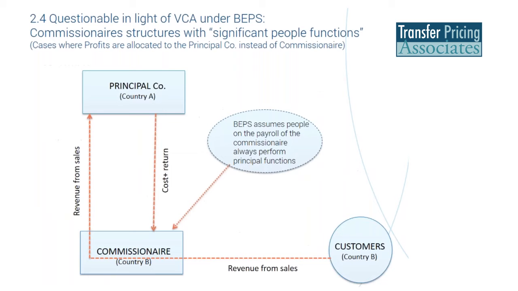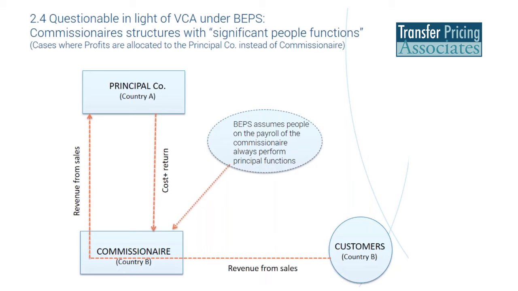Next example, we have commissioner structures, and these commission structures were one of the most sought structures in the past. We have seen these were typical structures where a company can manage the sale of their products in a local territory, and the commissioner was able to take legal title of the product.